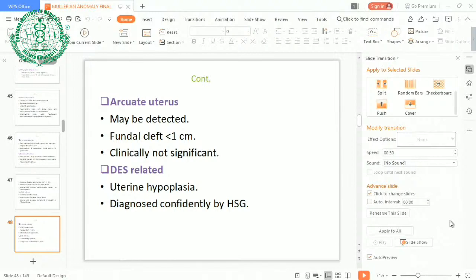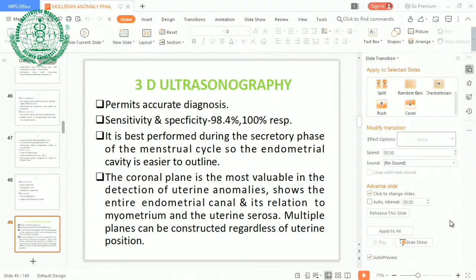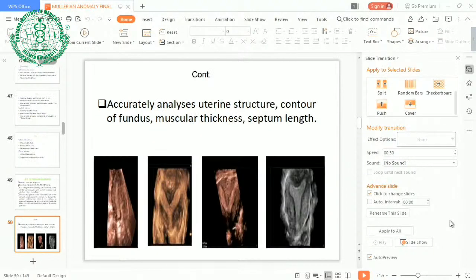DES-related uterine hypoplasia is diagnosed confidently by HSG. 3D USG permits accurate diagnosis, with sensitivity and specificity of 98.4% and 100% respectively. It is best performed during the secretory phase of the menstrual cycle so that the endometrial cavity is easily outlined. The coronal plane is the most valuable in detection of the uterine anomalies. This is how it looks in 3D.